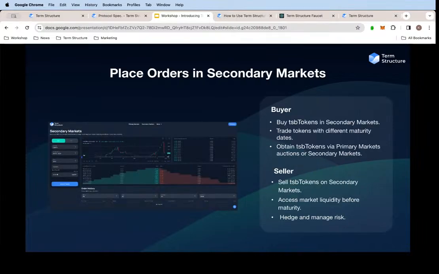And this is to tell you how to place orders on secondary markets. And again, we're going to do a live product demo later, so just to give you some ideas of how it works. So users can buy and sell TSP tokens through the term structure secondary markets. TSP tokens with various maturity dates can be traded before the maturity dates. So through both primary and secondary markets, users can flexibly manage their hedging and risk management strategies to sell TSP tokens for profit taking or stop losses based on market movements and the token's APR.